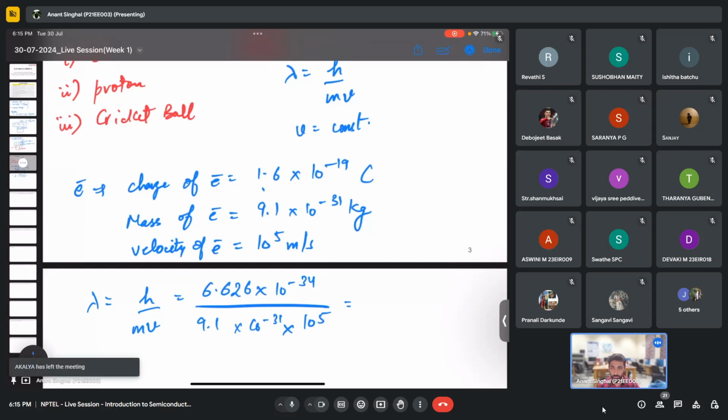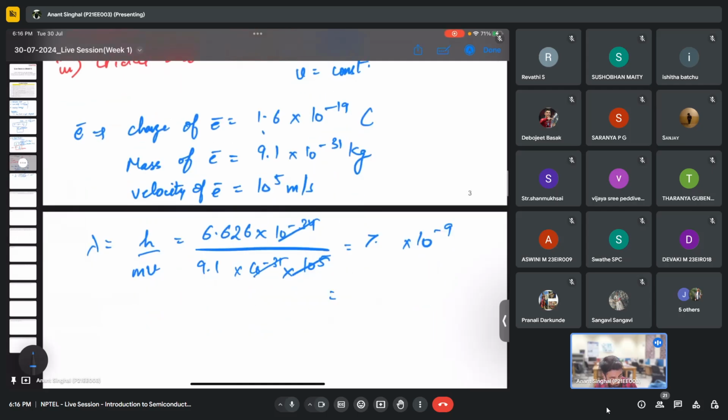So yeah, you should keep your copy and calculator with you all the time when we are solving the problem. This will come around 7 point something into 10 raised to power minus 9 meter. So that will be around 7 point some nanometers.